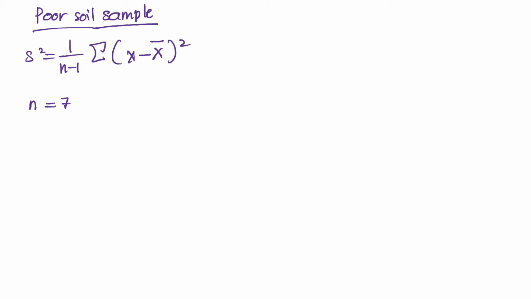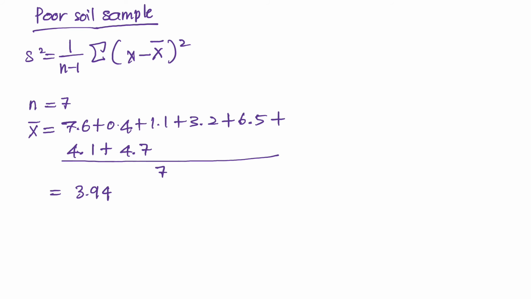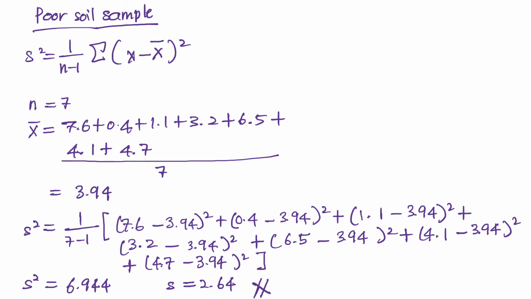For the second sample, that is the poor soil sample, we do the same thing, where first we solve for the mean or the average. So we sum up all the data and divide it by the sample size, which is 7. So we get the mean value of 3.94. And next, we solve for the variance first using the formula given. And we solve for the standard deviation S, which is the square root of S squared. So the S for the poor soil sample is given as 2.64.